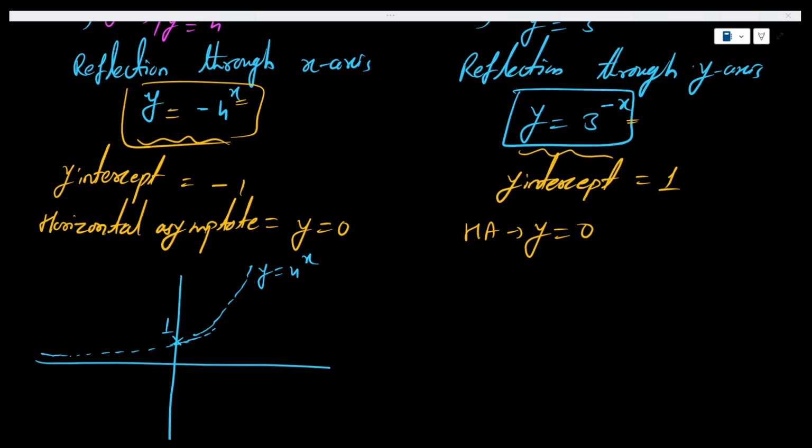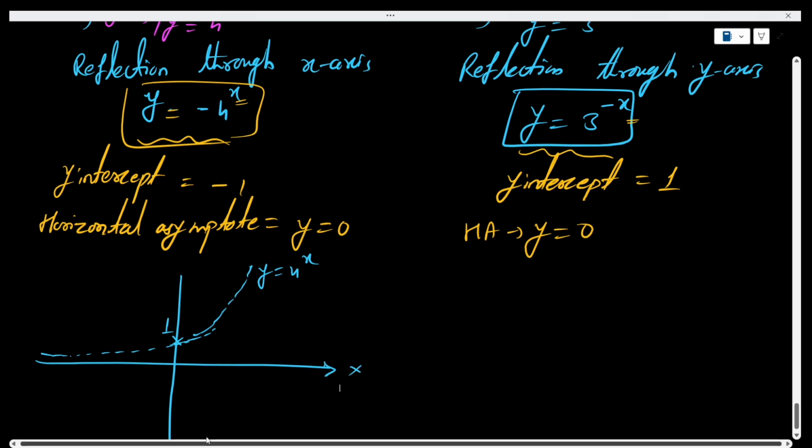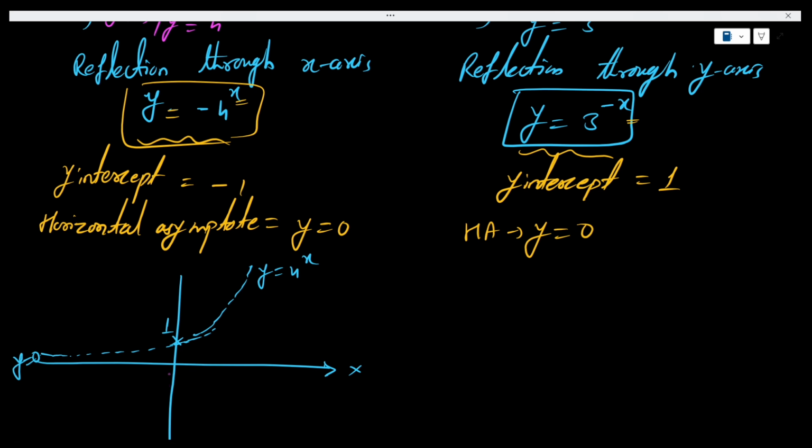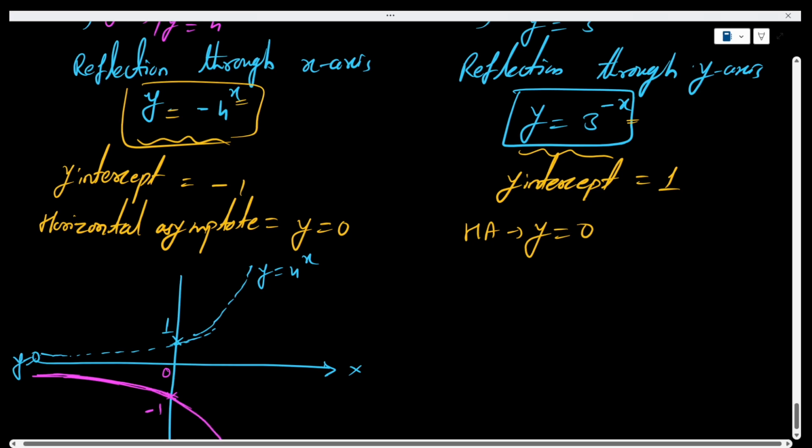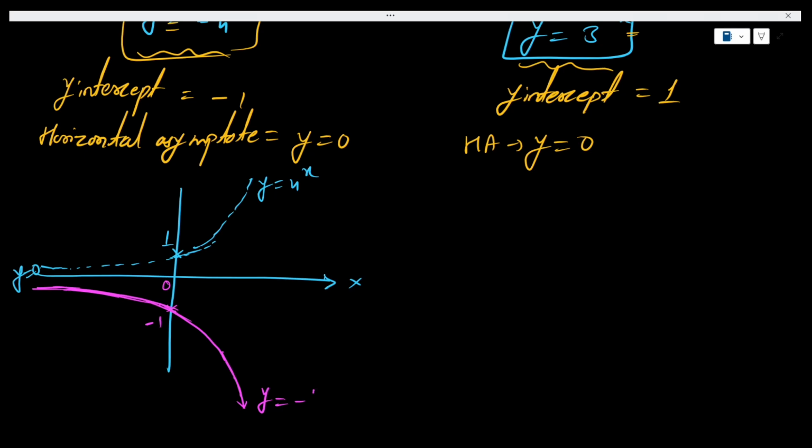Now because there is a minus sign initially, it is going to be a reflection through the x-axis. Reflection through the x-axis, where the asymptote is y equals 0, means every point is reflected. So what is the reflection of 1? It will be minus 1. That means the graph is reflected through the x-axis, and your y-intercept becomes minus 1, giving the graph of y equals minus 4 to the power x. Your asymptote remains the same, but the y-intercept has changed.